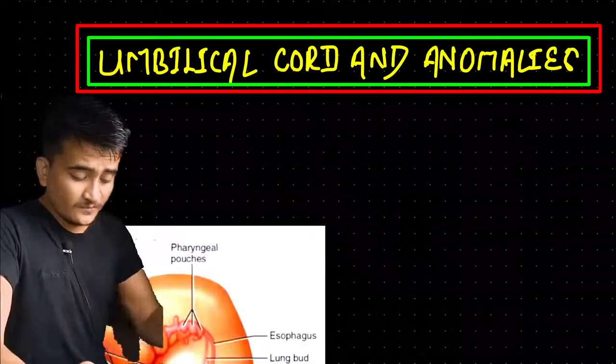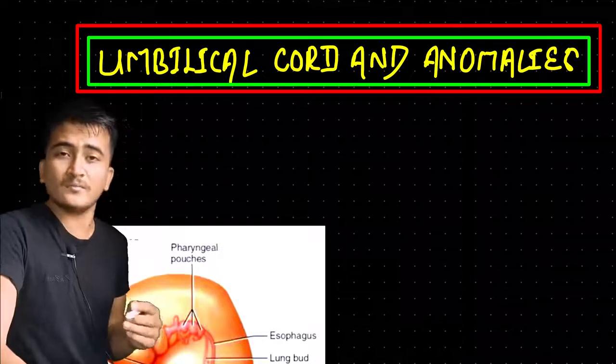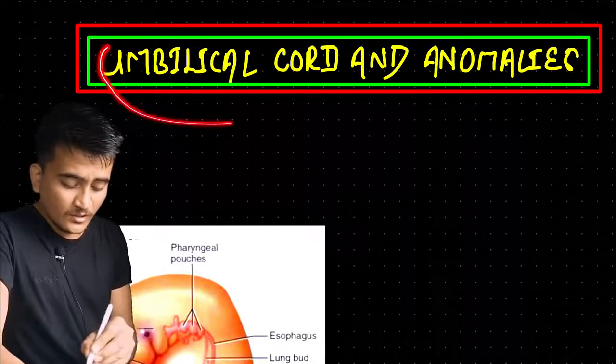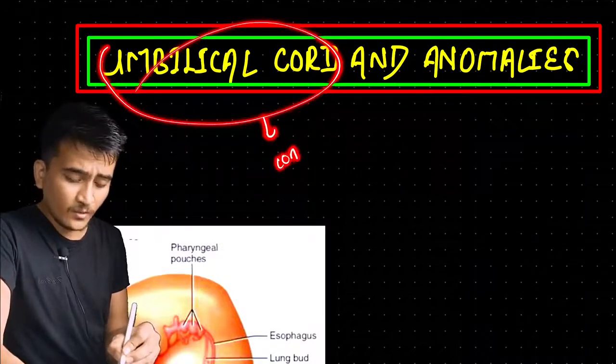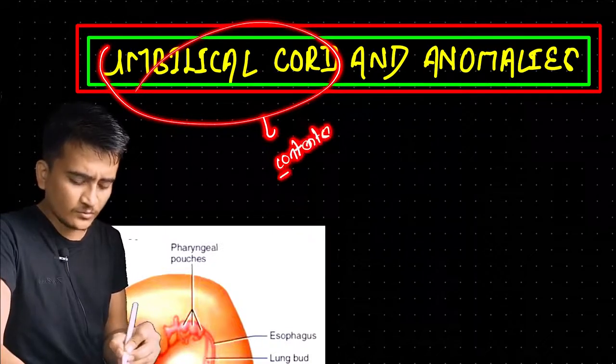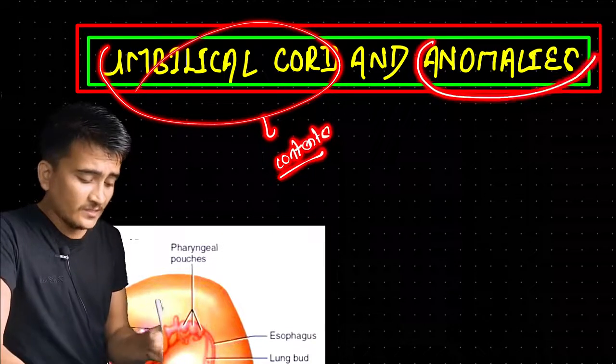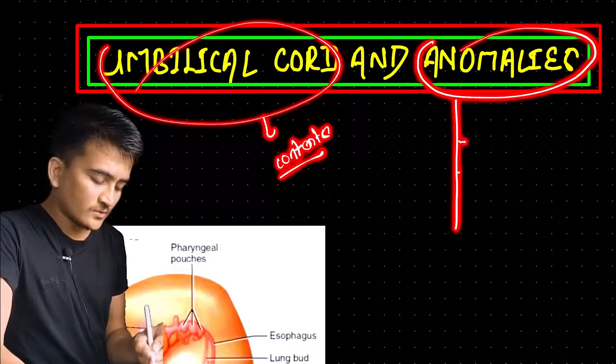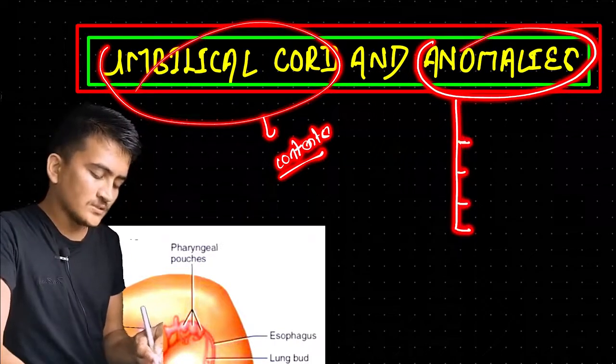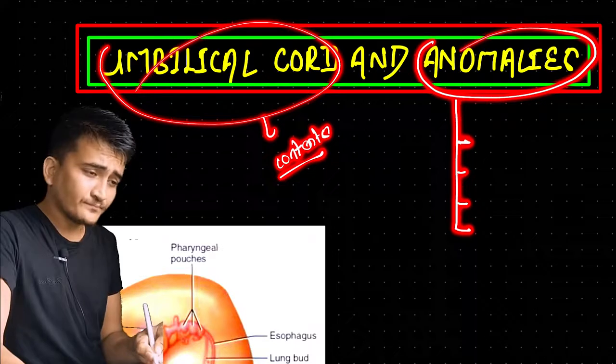So today's topic of discussion is umbilical cord and anomalies. In the umbilical cord, we'll be talking about the various contents of the umbilical cord. And in anomalies, we'll be talking about four types of anomalies. Now, what are these four types of anomalies?